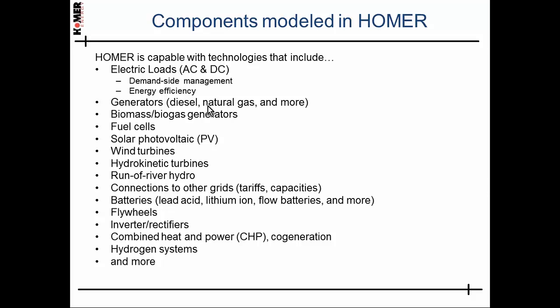And we can also model renewable generation options, such as solar photovoltaics, PV, wind turbines, hydrokinetic or tidal turbines, and run-of-river hydro. And we can model systems interconnected with the utility grid, autonomous systems, and systems that connect to unreliable utility grids. Now, in terms of storage, we model a wide range of battery technologies, including flywheels and more. And we also model combined heat and power and hydrogen storage systems.